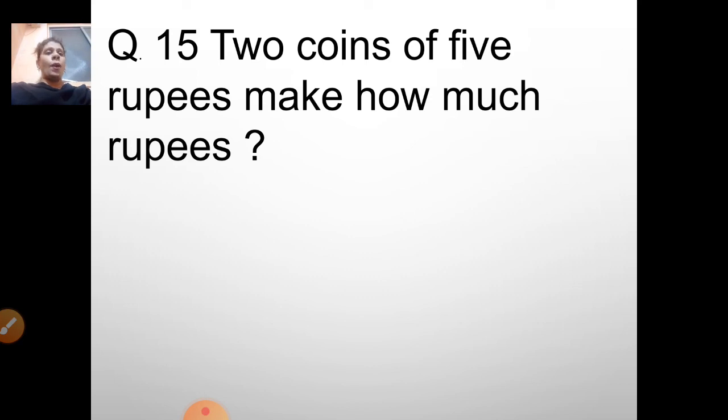Now 2 coins of 5 rupees make how much rupees? Very easy. Now if I am having 2 coins of 5 rupees, okay? So how much money am I having with me? 5 plus 5 is how much? Rupees 10. Correct. So 2 coins of 5 rupees will make rupees 10. That is 5 plus 5 is 10.